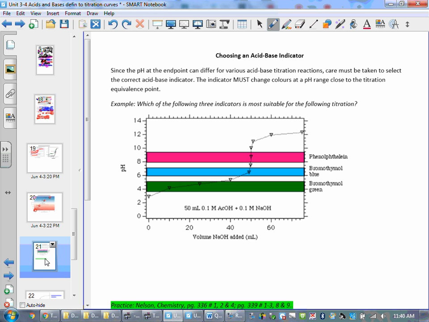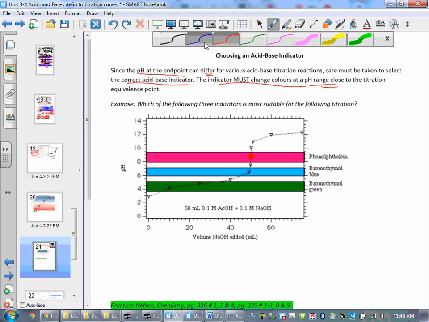Last thing we're gonna talk about, you do have this, is choosing an acid-base indicator. So stay with me, Michaela. We're almost done. Since our pH at the end point or equivalence point can differ for various acid-base titration reactions, we must take care to select the correct acid-base indicator. We want the indicator to change color where the pH changes at the equivalence point. So, for example, our equivalence point is right here on this graph.